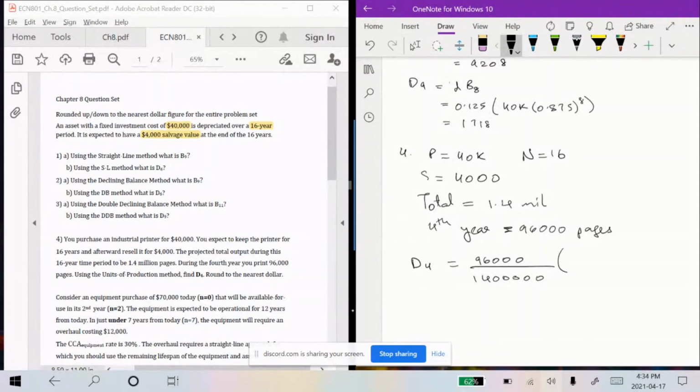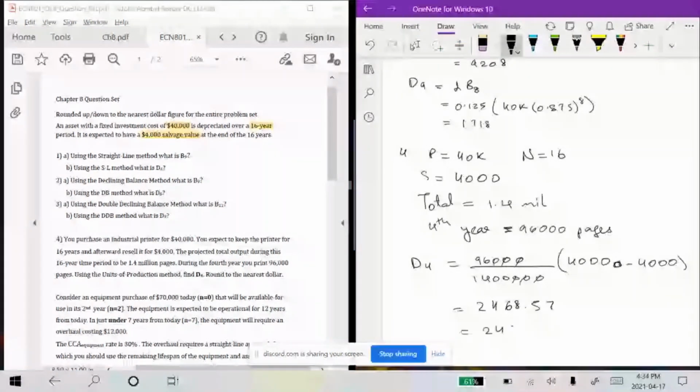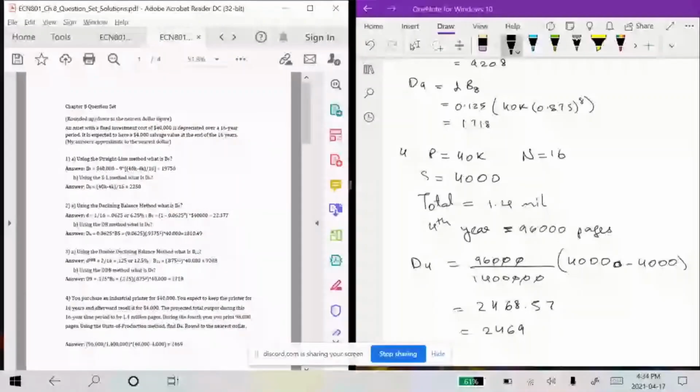Okay, and then P minus S. P is the initial investment minus the salvage value. So when we put this, let me just cut the zeros: 96 divided by 1400 into 36,000. So we get 2468.57, which I think is rounded off to 2469. This is the answer.